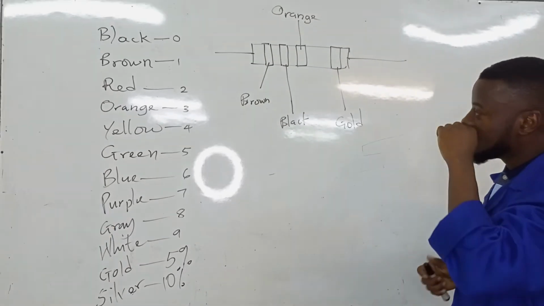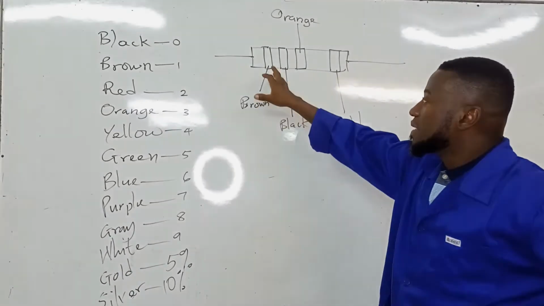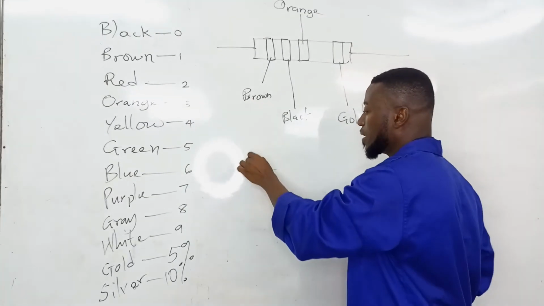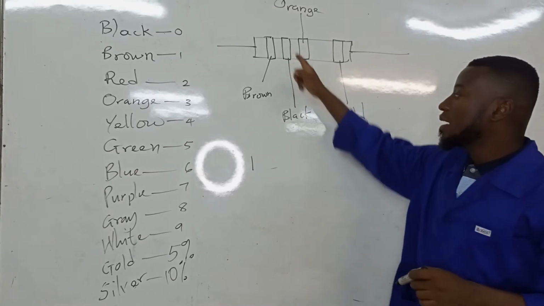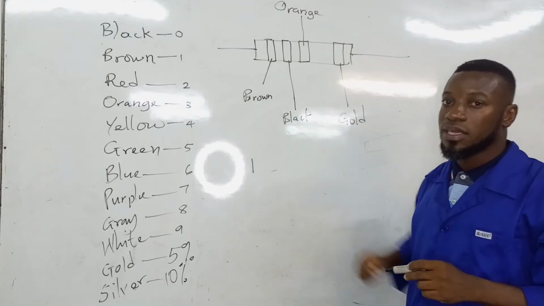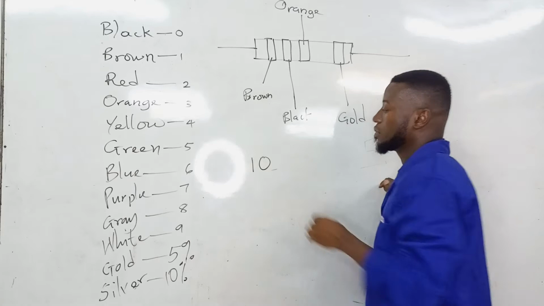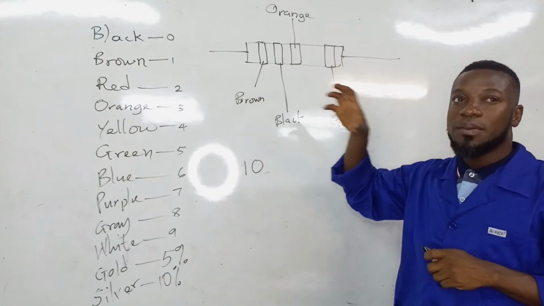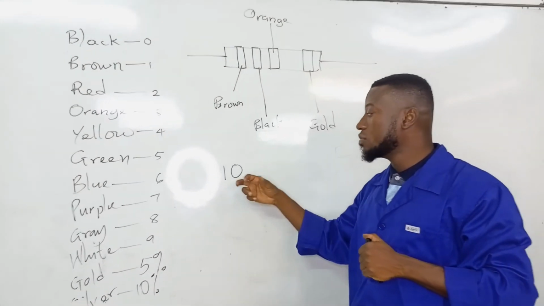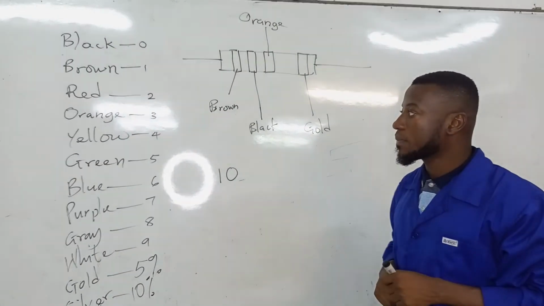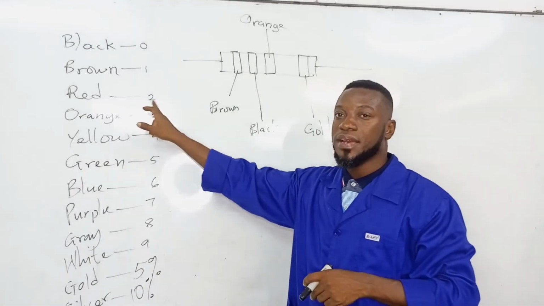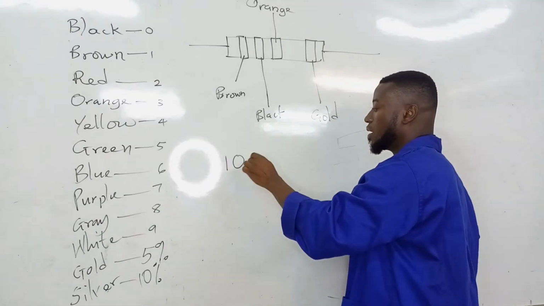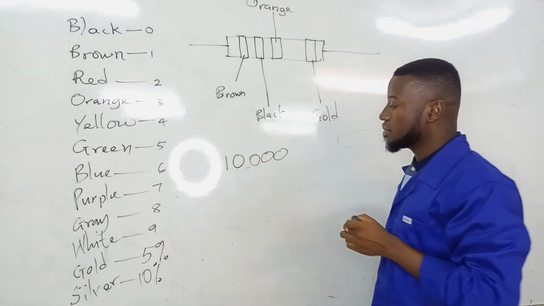What it means is that when we see the first color, we just write it down, which is brown. So brown is 1. We just write 1 down. The next color is black. We write the value there, which is 0. Then the next one, which is the third color, represents the number of zeros that will be added to these two digits. So orange is 3, meaning we need 3 zeros. So we add 1, 2, 3.